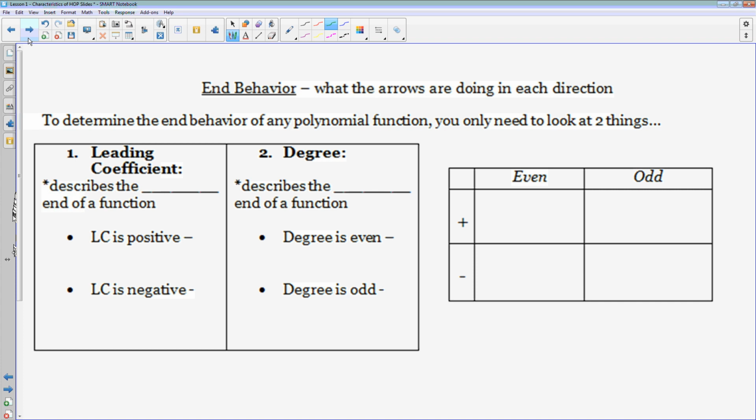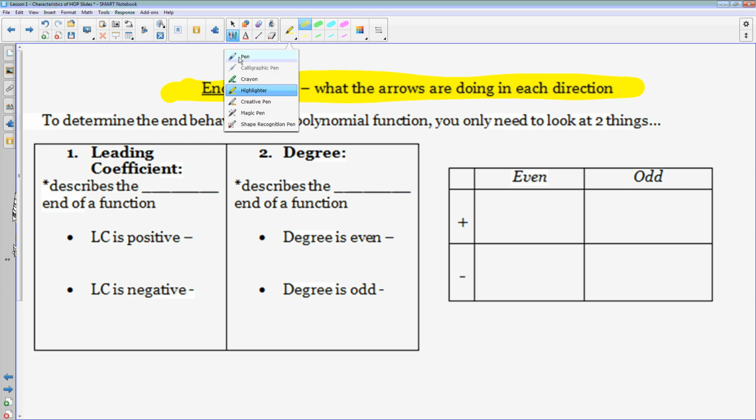So let's talk about end behavior. So that's one of the characteristics that we did talk about at the beginning of the year, but it's been a little while. So end behavior basically tells you what your arrows are doing on each side. All right, and when we're dealing with higher order polynomials, we can look at two things to help us determine our end behavior without actually having to graph it in Desmos or a graphing calculator. All right, and those two things are the leading coefficient, so the number in front of your x that's to the highest degree, and your degree, and again, degree just means the highest exponent in your problem.